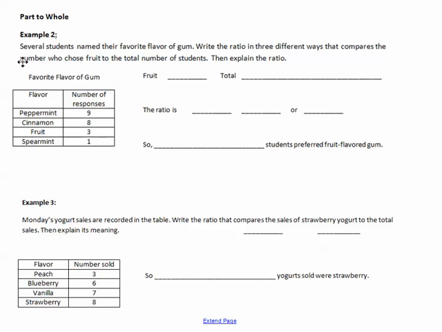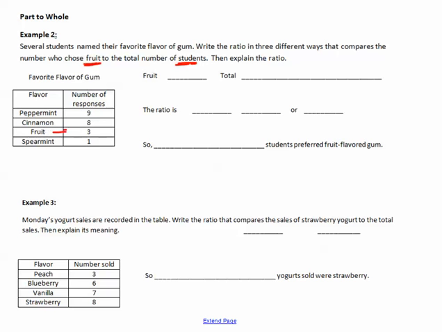Part to whole. So here is my example. Several students named their favorite flavor of gum. Write the ratio in 3 different ways that compares the number who chose fruit gum to the total students. Okay? Then explain its ratio. All right, so let's look at my little graph here. So I'm looking at gum, and I'm specifically looking at fruit gum.